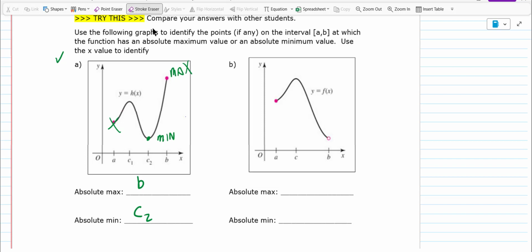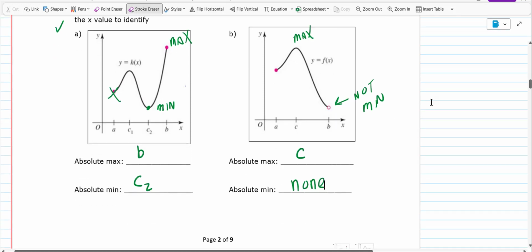Okay, how about part B? Where is the absolute max? That's C, good. Okay, how about the absolute min? You don't have one. Okay, this is not the absolute min because it's an open bubble. So you have none there. Okay, let's keep it real simple. Absolute max is the highest point. Absolute min is the lowest point. Okay, make it real simple. And it doesn't have to be at endpoints. Okay, some of you might not have caught that.